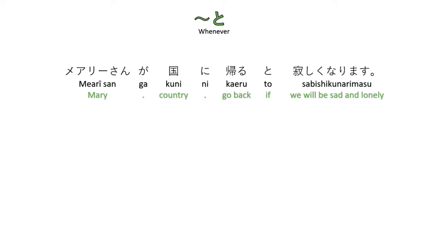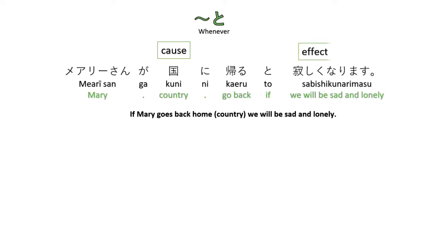So another, Mary-san ga kuni ni kaeru to sabishiku narimasu. If Mary goes back home to her own country, we will be sad and lonely. So sometimes a to sentence describes a cause-effect relationship between specific events. So here we have, if Mary goes back to her country, we will be sad. Mary-san ga kuni ni kaeru to sabishiku narimasu. And the effect is, of course, sabishiku narimasu.